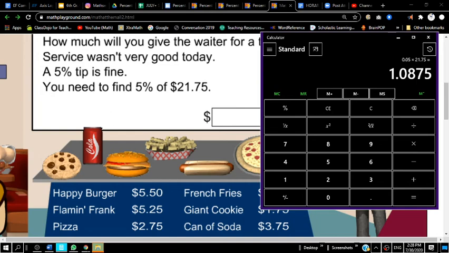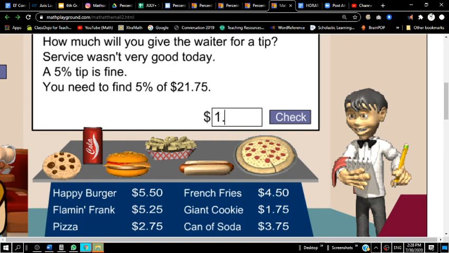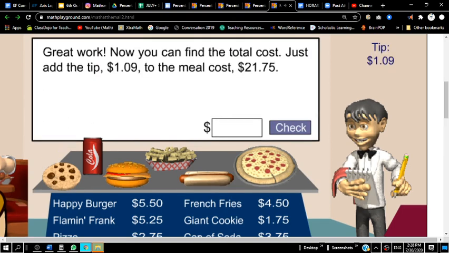That's 1.0875, okay? The question says, how much will you give your waiter? Well, we don't need to figure out the total, so we're just going to put the $1.09. $1.09, check. All right, look at that.